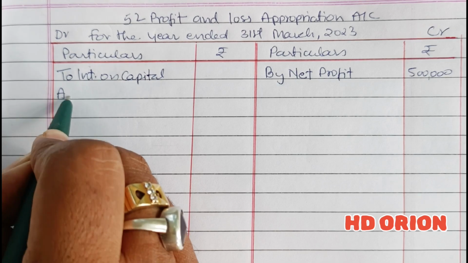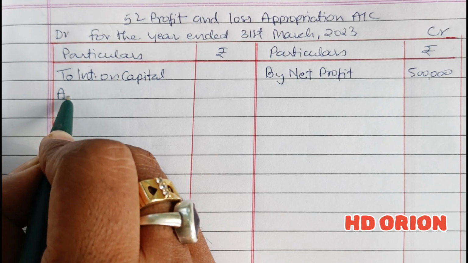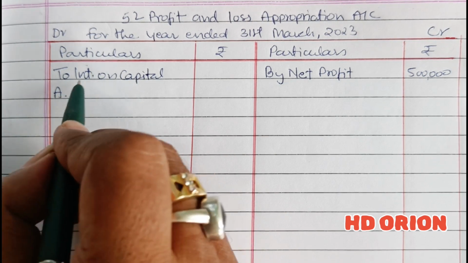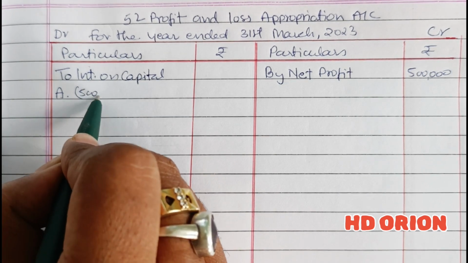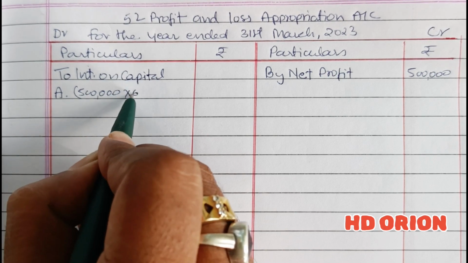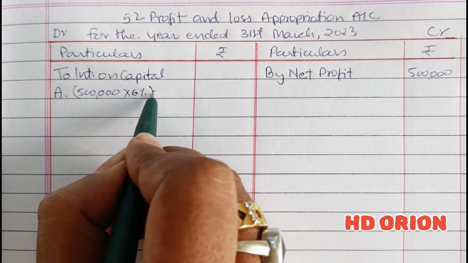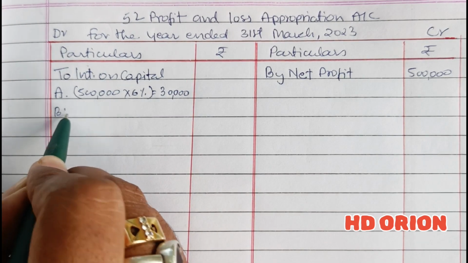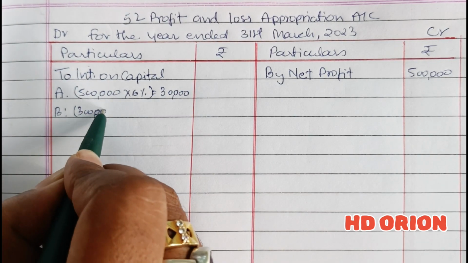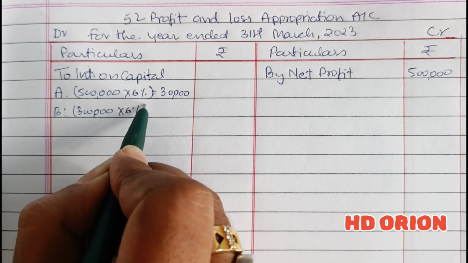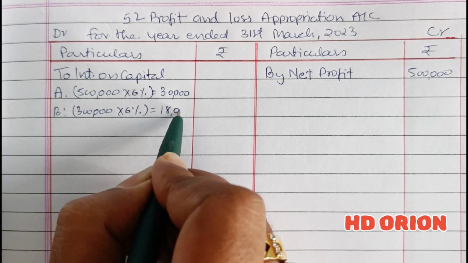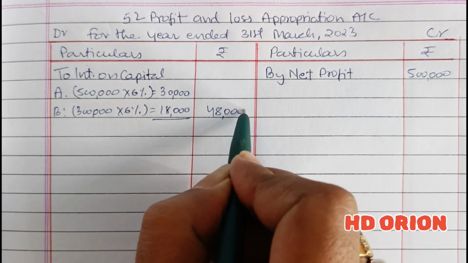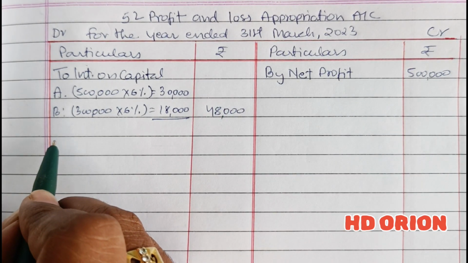For partner A, partner A's capital is how much? 5 lakh rupees, and 5 lakhs 6% is rupees 30,000. And B's capital is 3 lakh, and 3 lakh 6% is 18,000. So 48,000 will be given this way in the form of interest on capital.